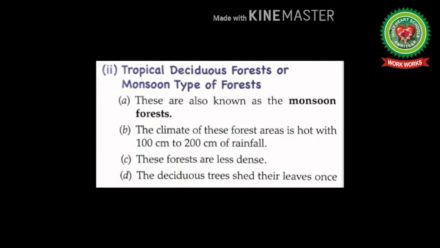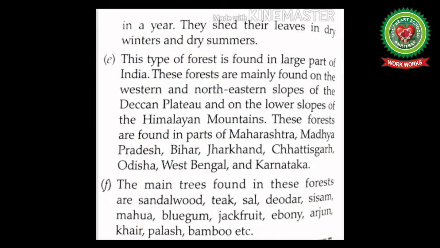Come back to the book reading again. Tropical deciduous forest or monsoon type of forest. These are also known as monsoon forests. The climate of these forest areas is hot with 100 centimeters to 200 centimeters of rainfall. These forests are less dense. The deciduous trees shed their leaves once in a year. They shed their leaves in dry winters and dry summers. This type of forest is found in a large part of India.